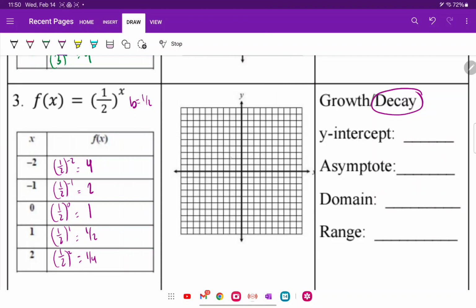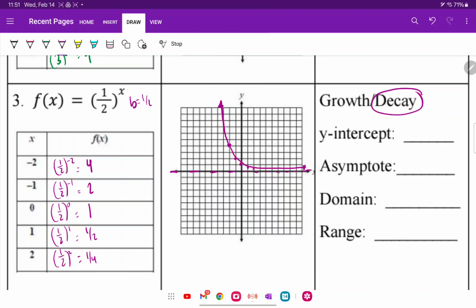So -2, 4. -1, 2. 0, 1. 1 and then 1/2. 2 and then 1/4. Again, we want to get it close to our asymptote, going to the right and going up to the left. And don't forget to graph your asymptote. All right, and there is our graph.